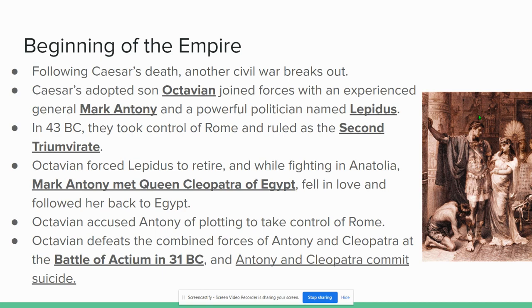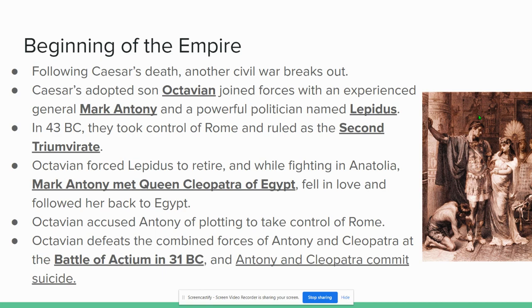So Octavian joins forces with an experienced general by the name of Mark Antony and a powerful politician named Lepidus. In 43 BC, they took control of Rome as the Second Triumvirate, just as Julius Caesar, Crassus and Pompey did at an earlier date.